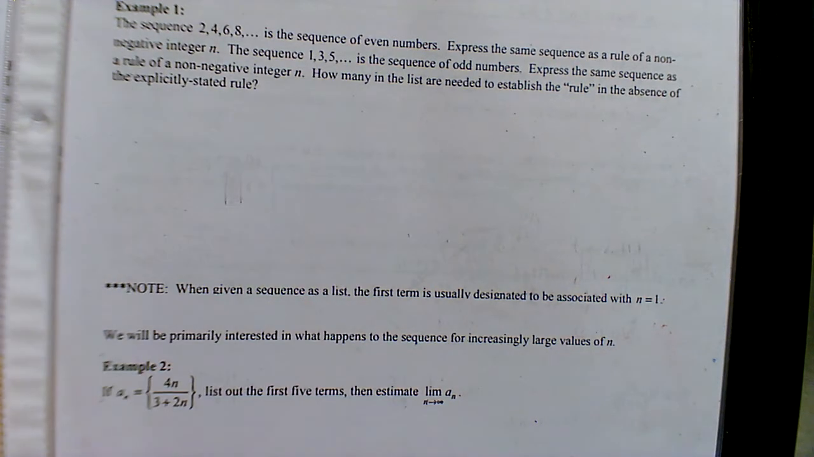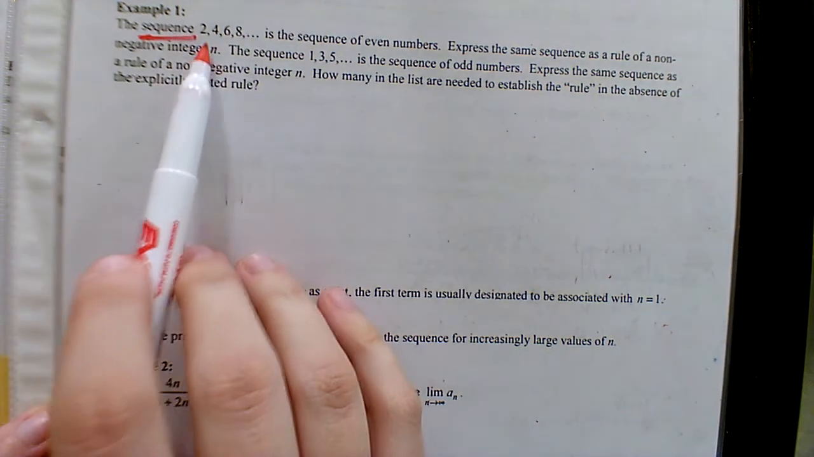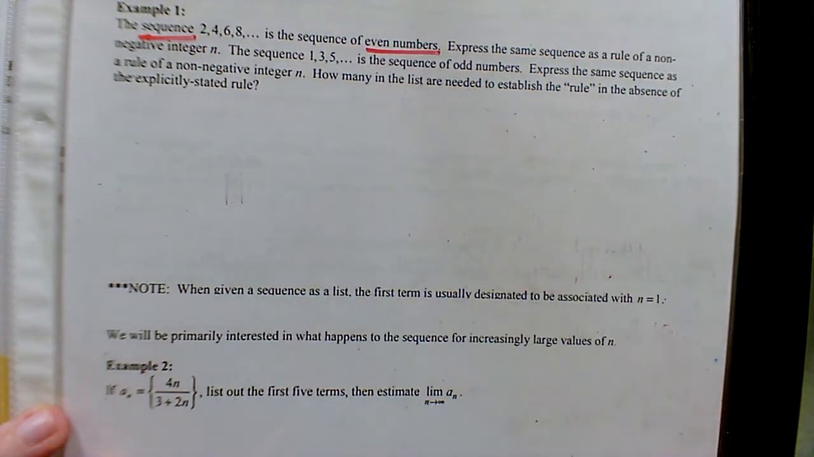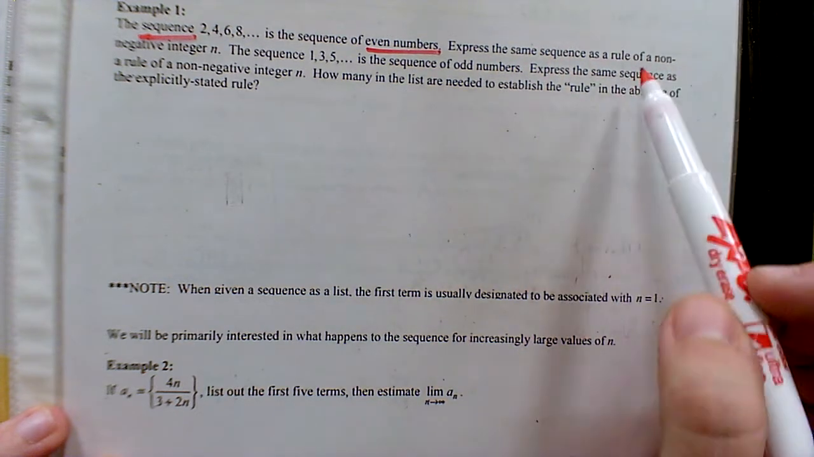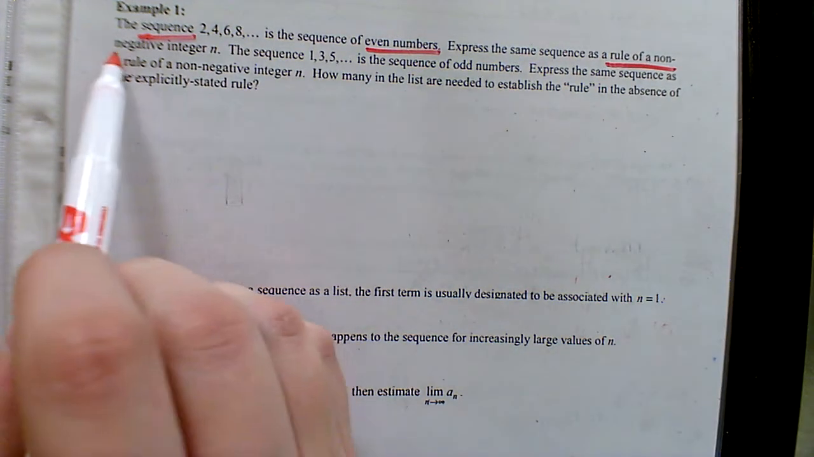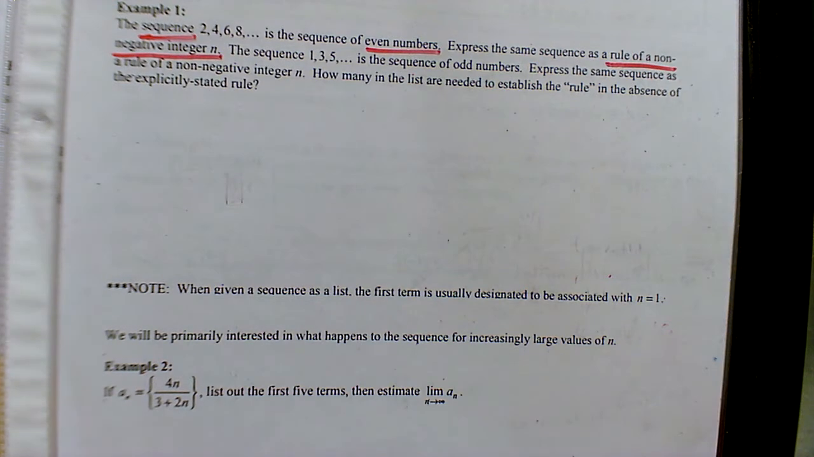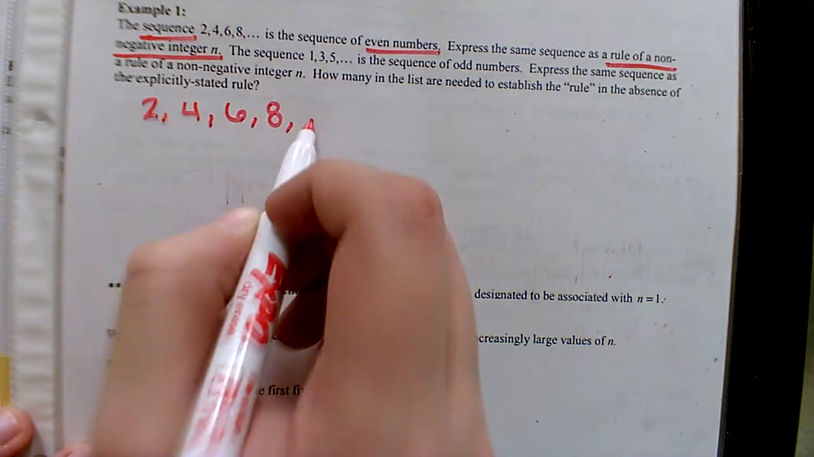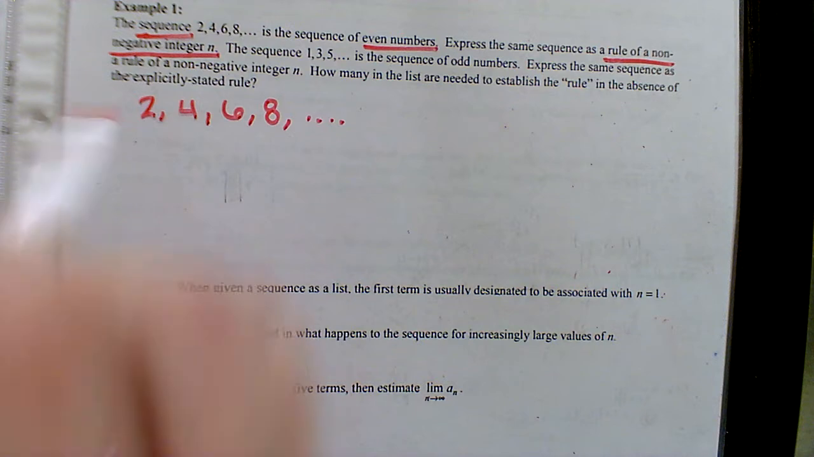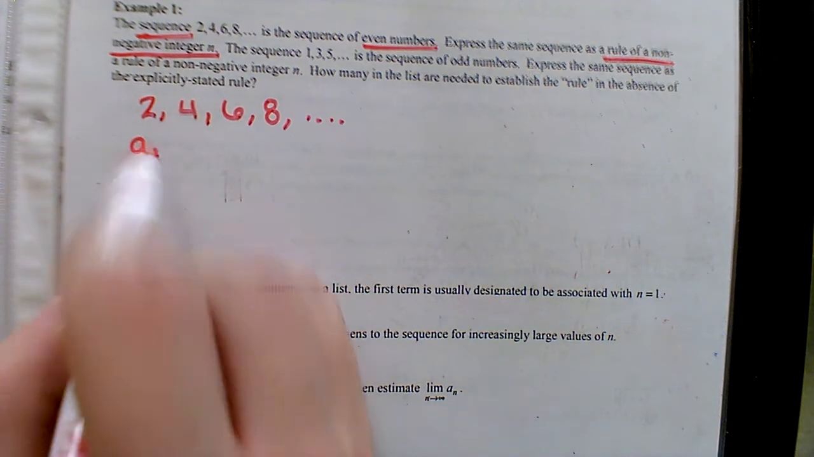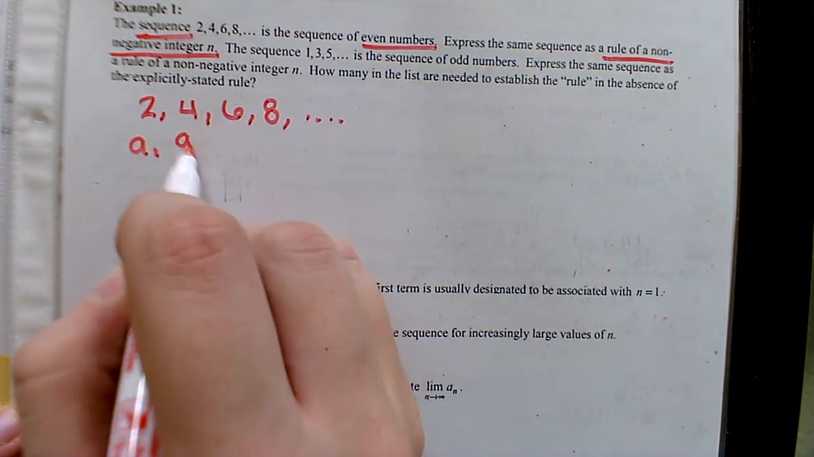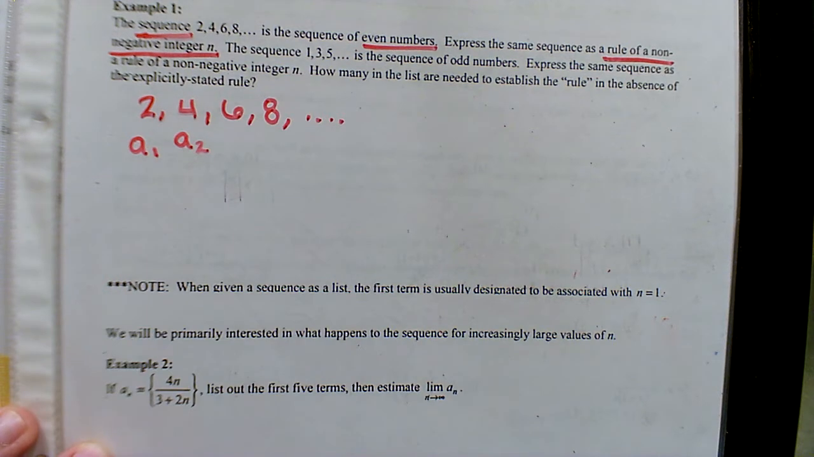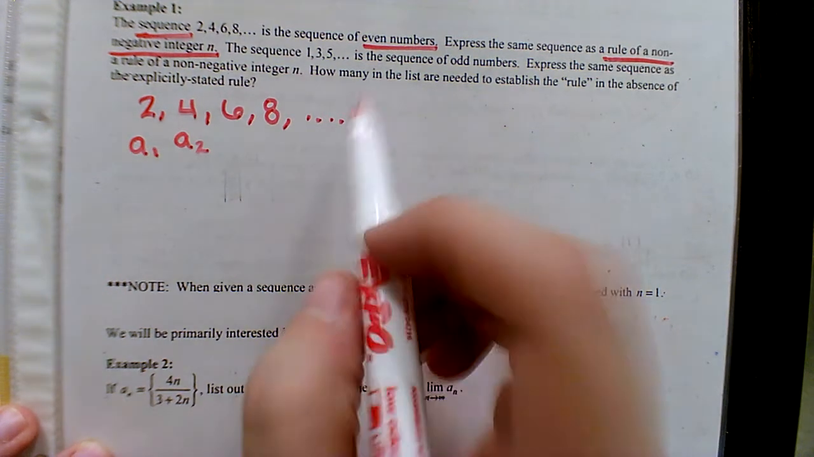The sequence, okay, notice how they're being separated by commas, right? That's a list of numbers. The sequence 2, 4, 6, 8 is a sequence of even numbers. Express the same sequence as a rule of non-negative integer n. So positive integers, 1, 2, 3, 4, 5, 6, whatever. So we're listing 2, 4, 6, 8, and so on. We'll let 2 represent the first term, 4 represent the second, and so on.